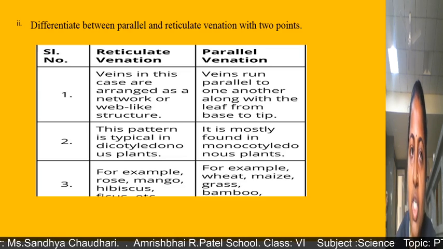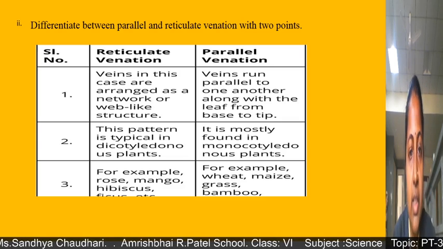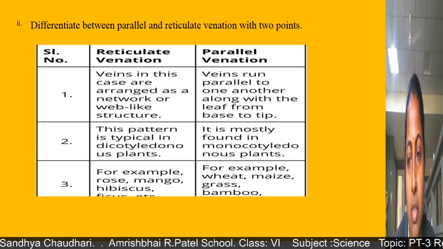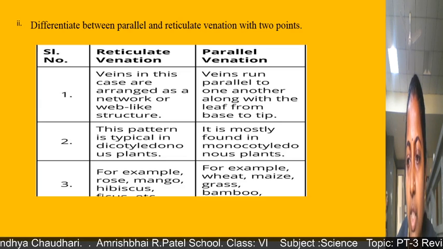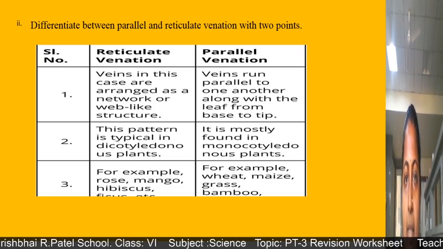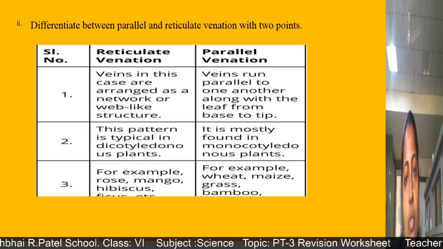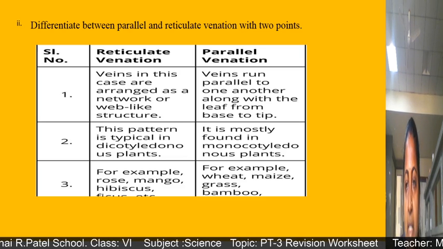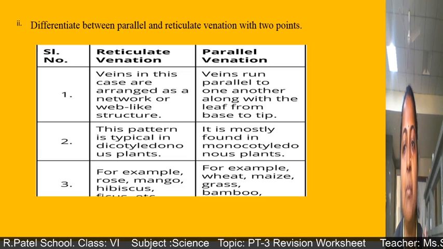Now question number 15, second, differentiate between parallel and reticulate venation with 2 points. So you can write the definition. In reticulate venation, veins are arranged as a network. In parallel venation, veins run parallel to one another along the leaf from the base to tip. And second point, children, you can write the examples: for reticulate venation, rose, mango, hibiscus; and for parallel venation, wheat, maize, grass, bamboo, like this. So if they have asked 2 points, you can explain the definition in 1 point, and examples in another point. In this way you have to write your full paper, and please maintain your speed properly from the beginning.